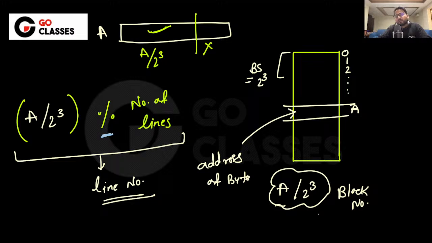The first half will give you the quotient, and I think this is a quotient, right? If you're doing the mod operation, it will always give you the remainder only.